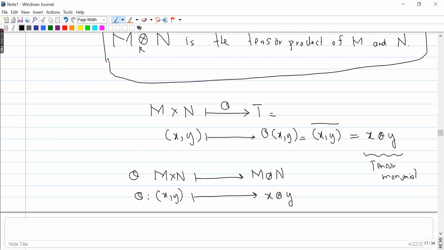So in the next class we will study some properties of the tensor product, and we will also see a few examples of the tensor product. We will take some modules and try to compute their tensor products. Okay class, so any problem?